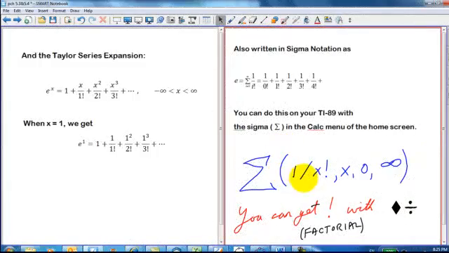The summation command, you can get in your calc menu. And to get this factorial symbol, you can get it with diamond divide. Unfortunately, it's not labeled on your TI-89, but it's basically the yellow thing above the divide.